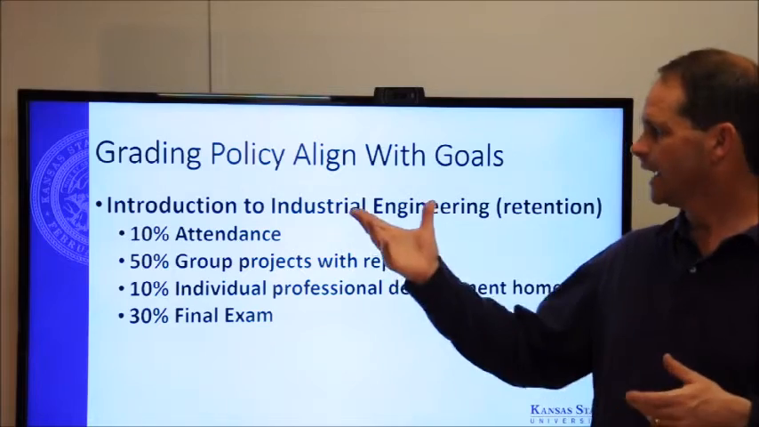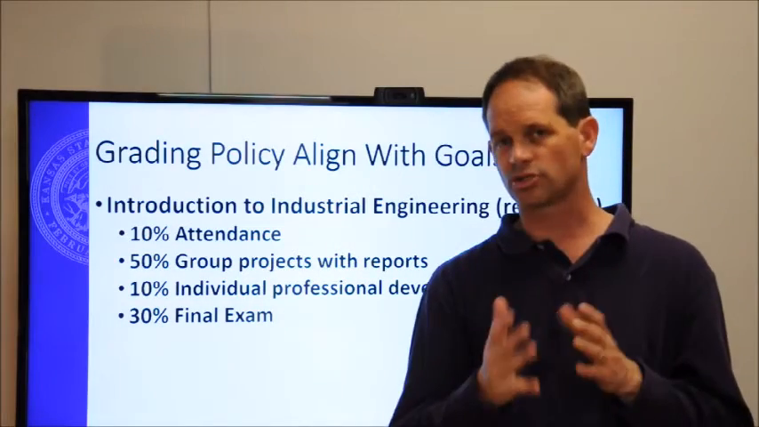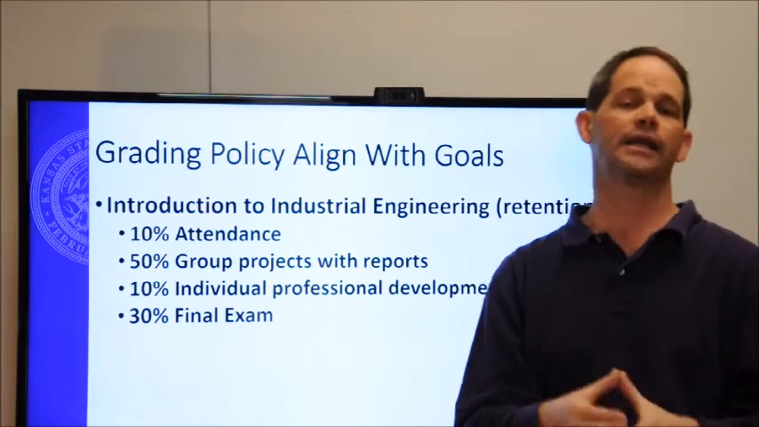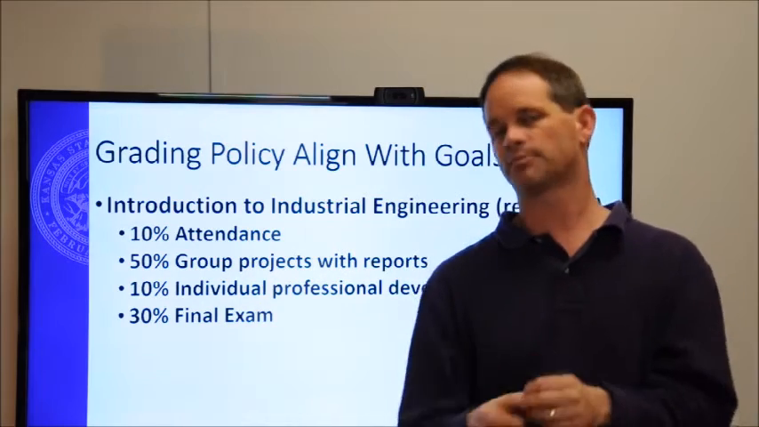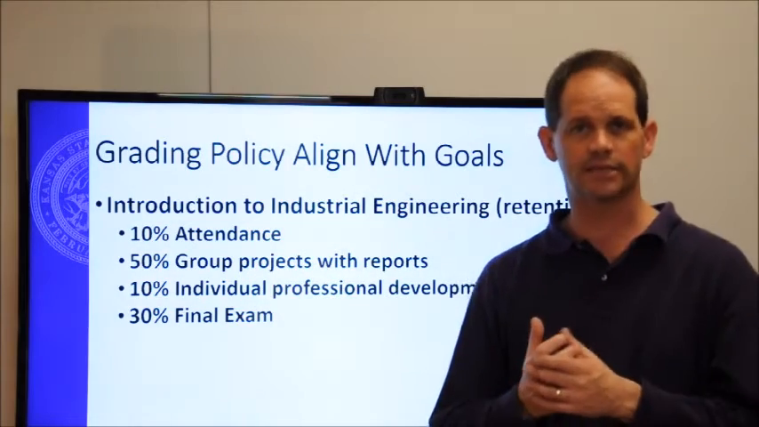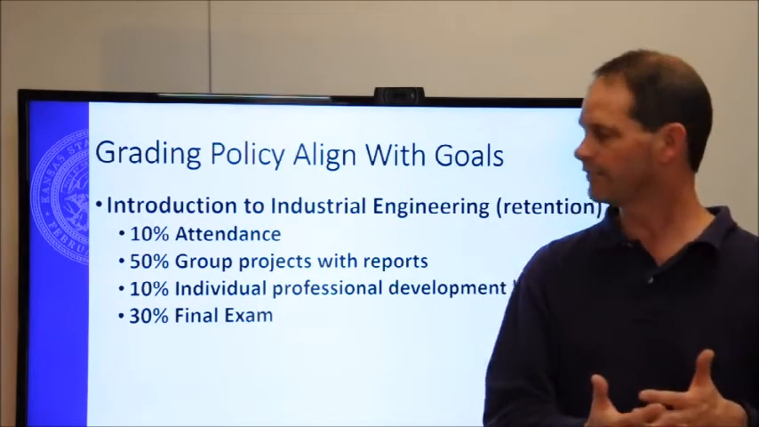So for instance, in my Introduction to Industrial Engineering class, its goal is retention. So I want a lot of group participation. I care about being in class. That's a problem a lot of freshmen have as they go out on their own. And so I put 10% on attendance. They can't get an A without being there at every class.